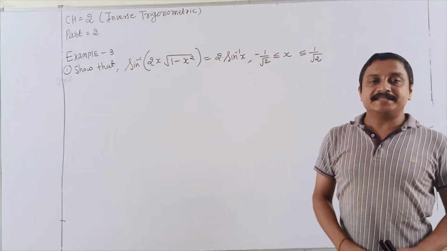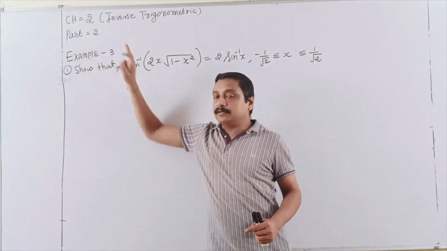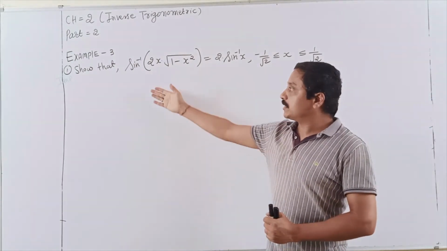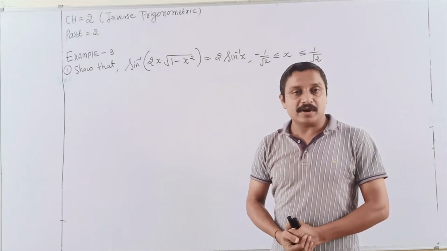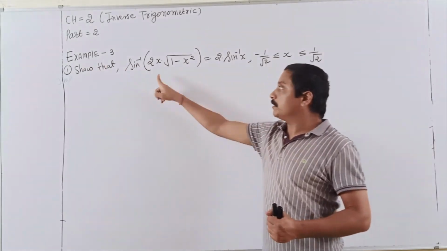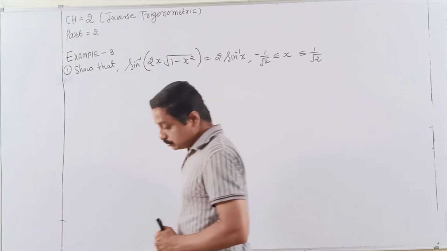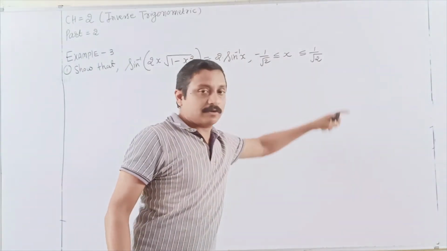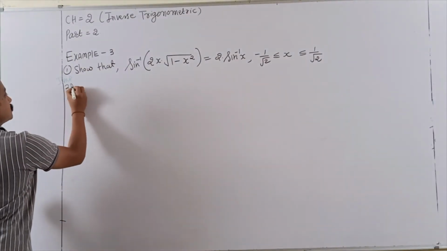Yes. Now students, I start example 3. In part 1, I already explained example 1 and example 2. Here in example 3, there are two numericals, each carrying 3 marks. IIT students, these questions show that sine inverse of 2x root 1 minus x square is equal to 2 times sine inverse x, in the range of minus 1 by root 2 to plus 1 by root 2. Students, this is a big sum and it is a 3 marks question.